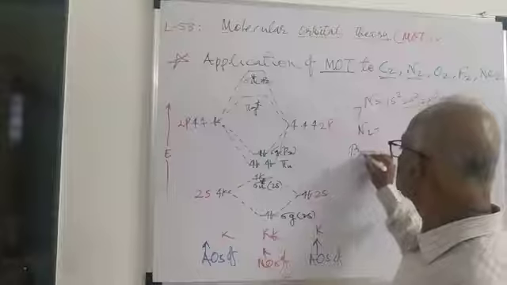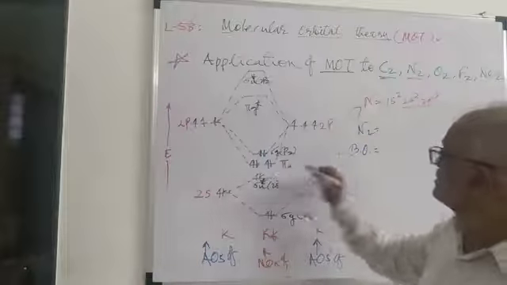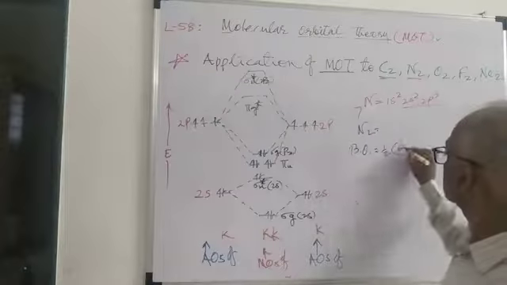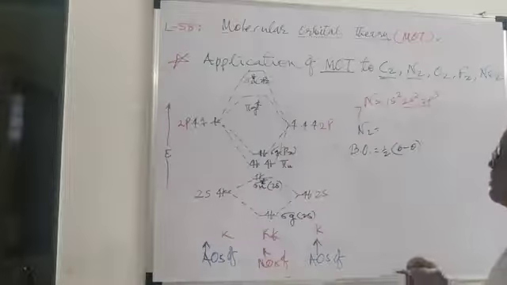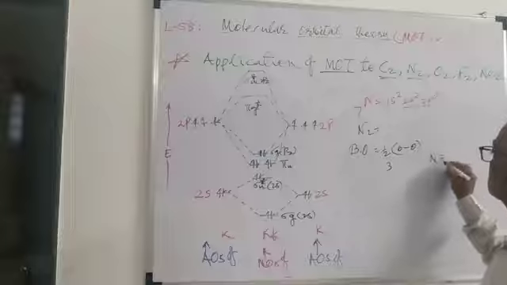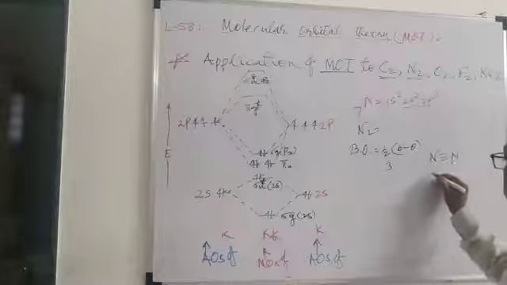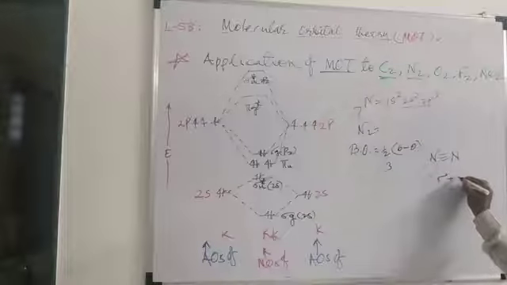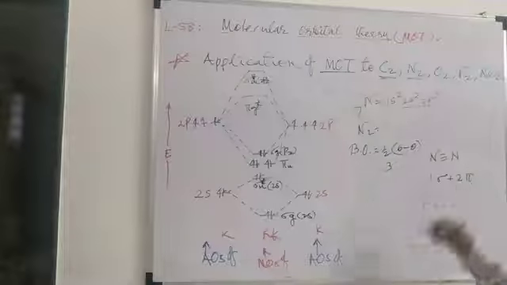Now we can find the bond order. You will find that the bond order is 1/2 times 6 electrons minus 0 electrons in the antibonding molecular orbitals. So this gives bond order 3, which means the molecule has a triple bond. In this triple bond you have 1 sigma bond plus 2 pi bonds. So this gives the N2 molecule.